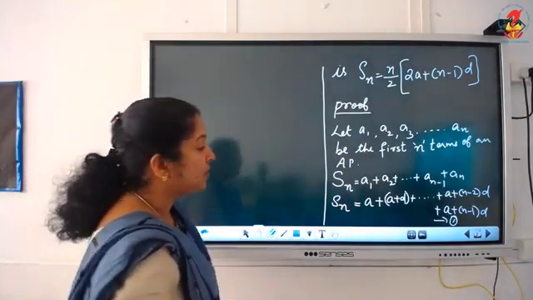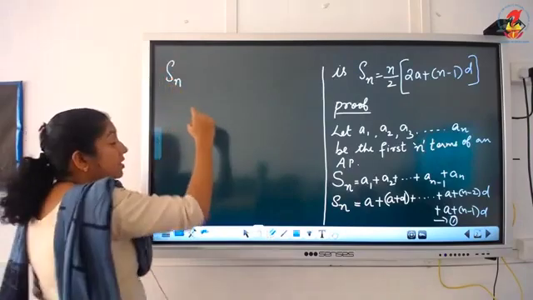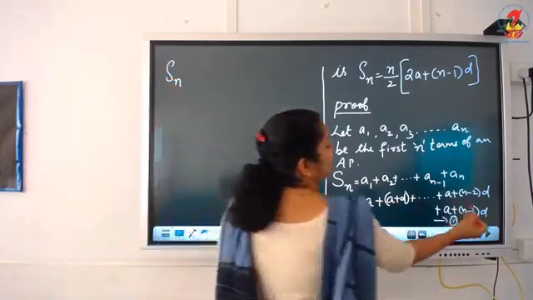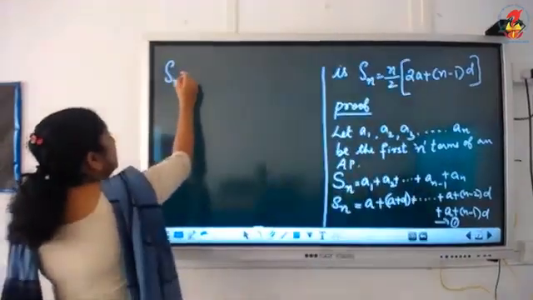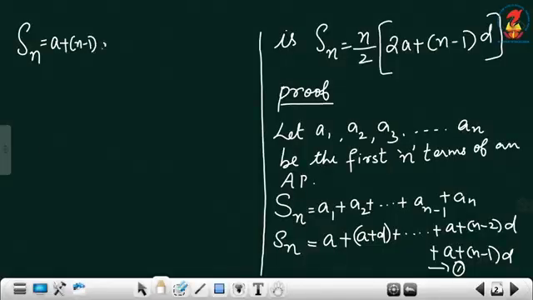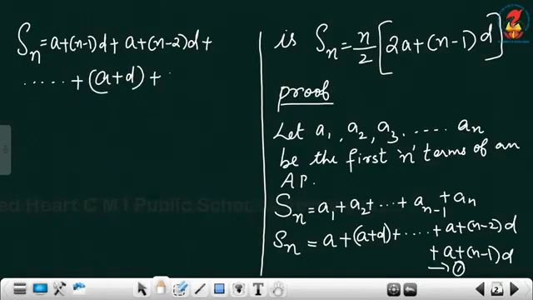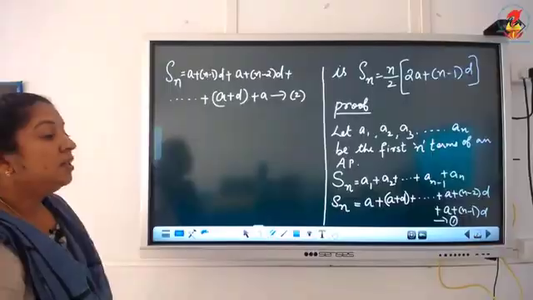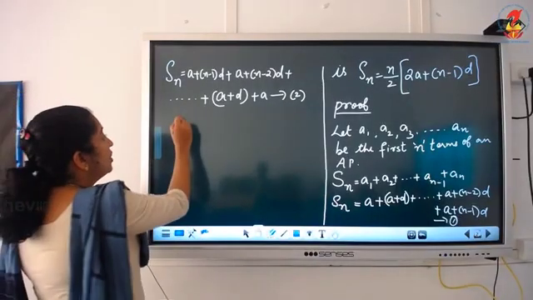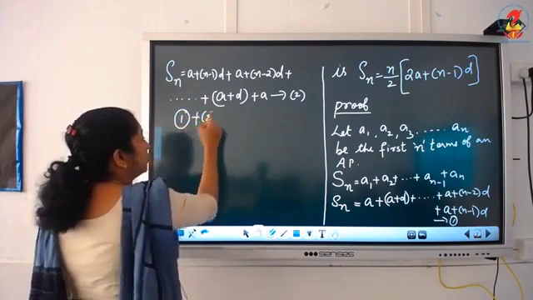Next, we are going to write this Sn in the reverse order, starting from here. So Sn is equal to a plus n minus 1 into d plus a plus n minus 2d plus etc. plus a plus d plus a. This is equation 2. Then we are going to add equation 1 plus 2.